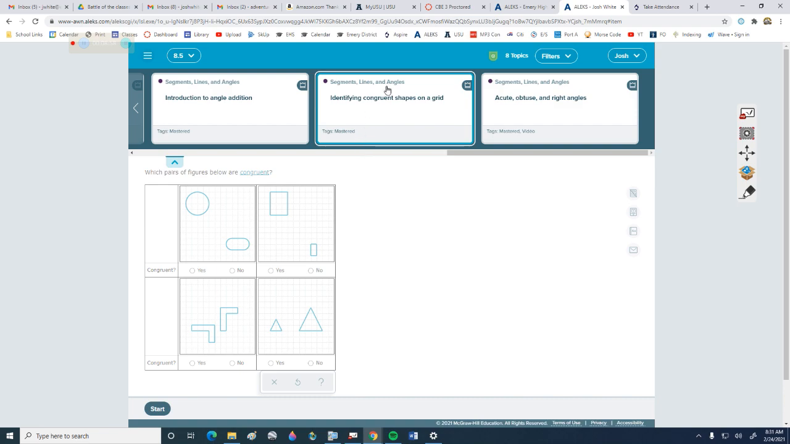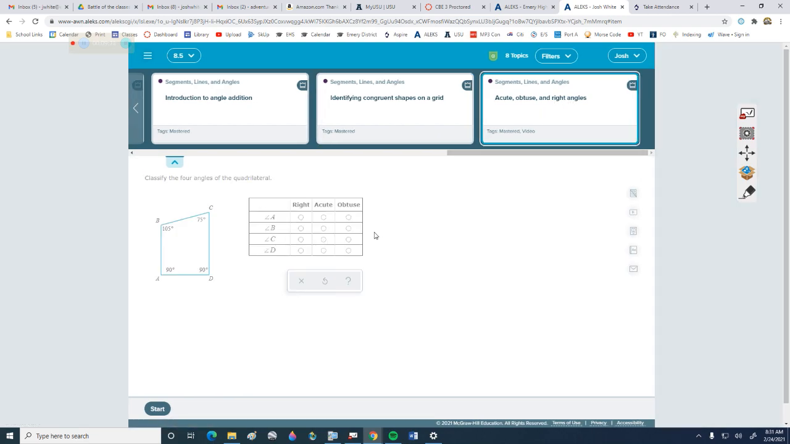What does it mean to be congruent? Same size and shape. So they have to be identical in every way except orientation. So are these two congruent? Yes. They're rotated, and that's okay, but the size and the shape are exactly the same. All right. What does it mean to be an acute angle? Smaller than 90. Oh, that's a cute angle.